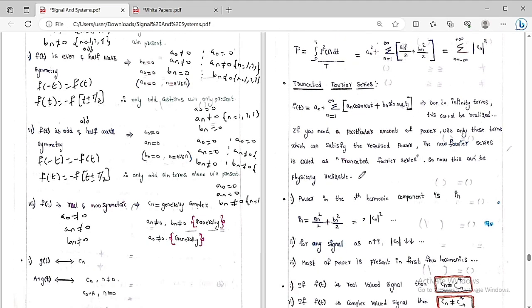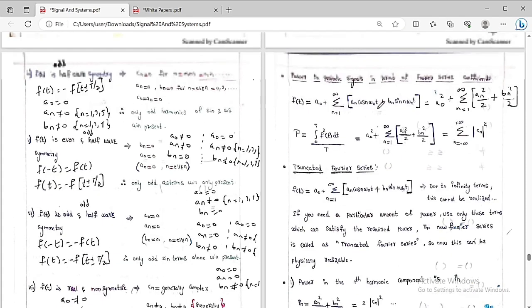So now the next point is truncated Fourier series. We are going to discuss the next concept, which is called the truncated Fourier series. What is the meaning of truncated Fourier series? Basically we have an infinite number of terms, right? Instead of all this infinite number of terms, I will take only a few terms. That is called truncated Fourier series.